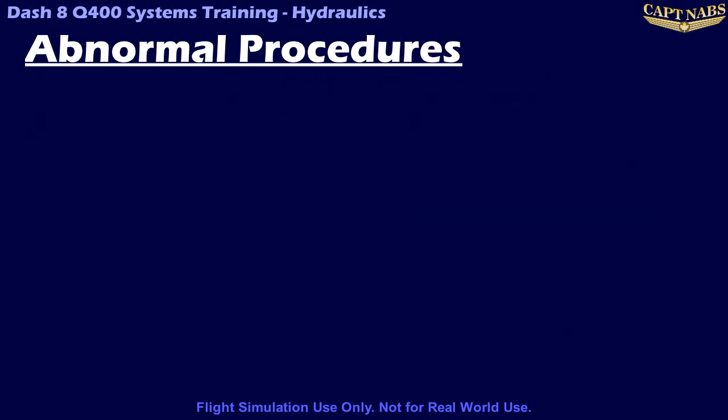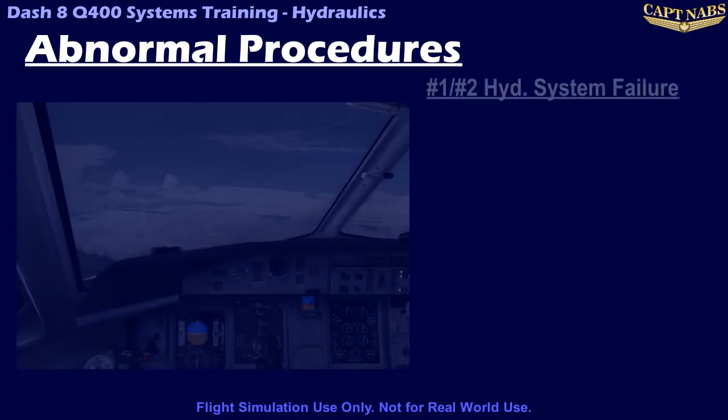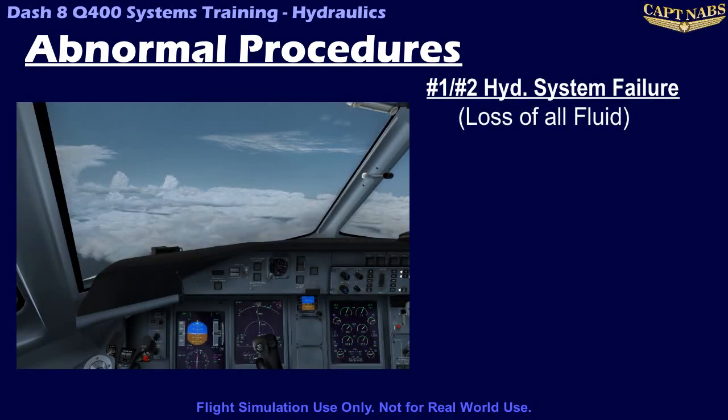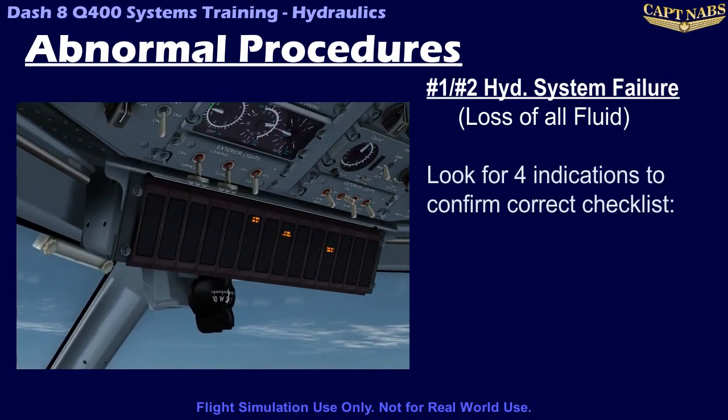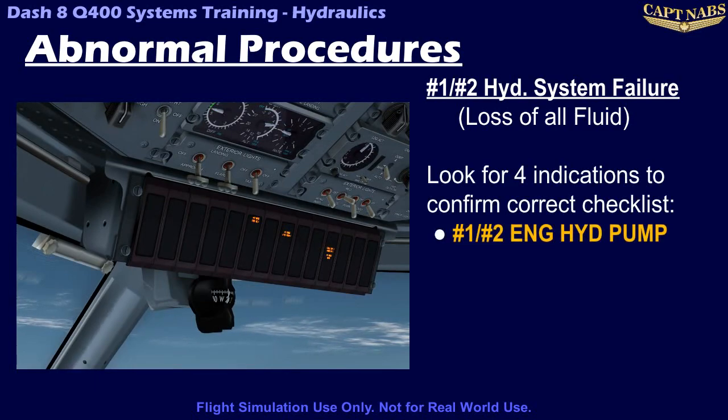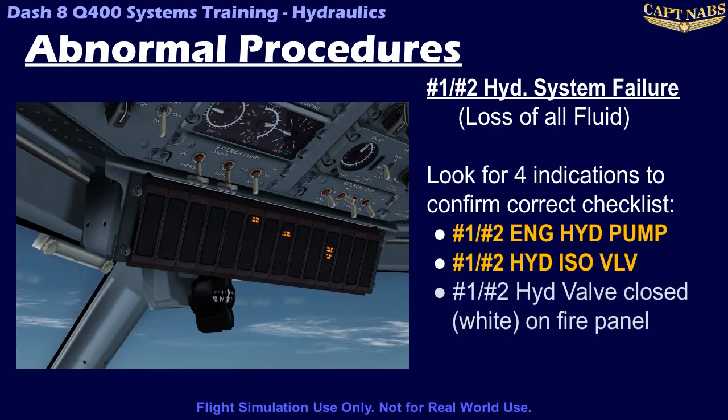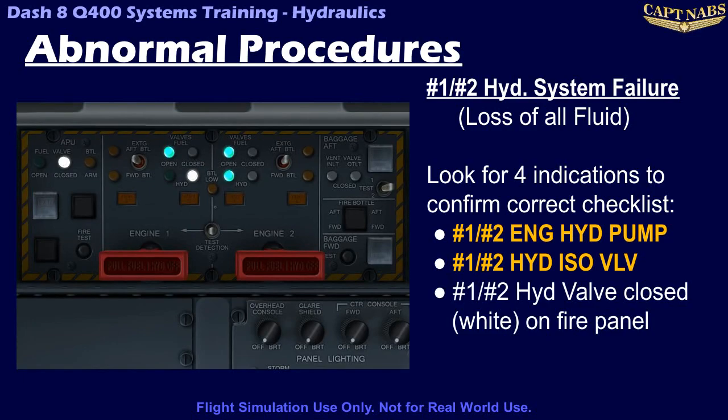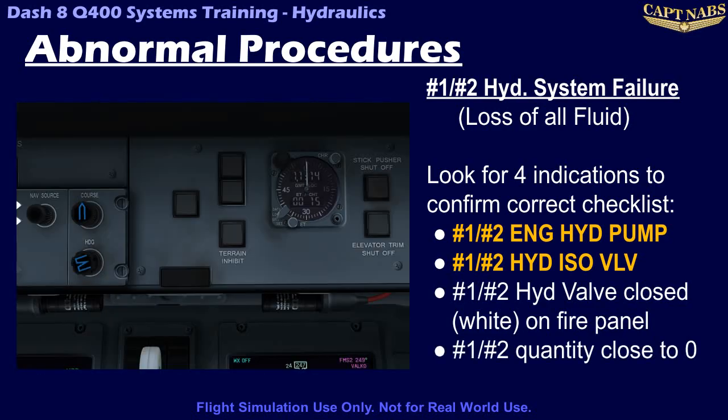Now we get to the big failures, the number 1 or the number 2 hydraulic system failure, also known as the loss of all fluid from the respective system. You have 4 different indications when this happens, and seeing all 4 of these confirms that you have the correct checklist. For example, for the number 1 system, you will see the number 1 Hyd Pump caution light, the number 1 Hyd ISO valve caution light, the number 1 Hyd valve will show closed on the fire protection panel, and the hydraulic system quantity indication is at, or at least very close, to 0.